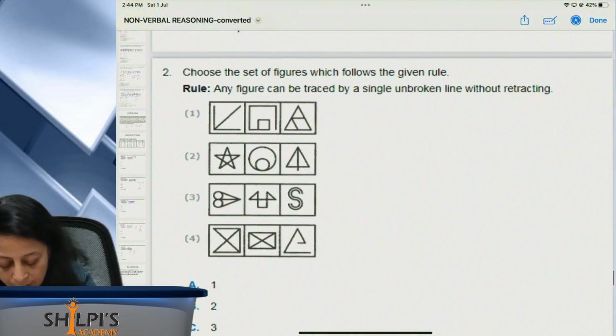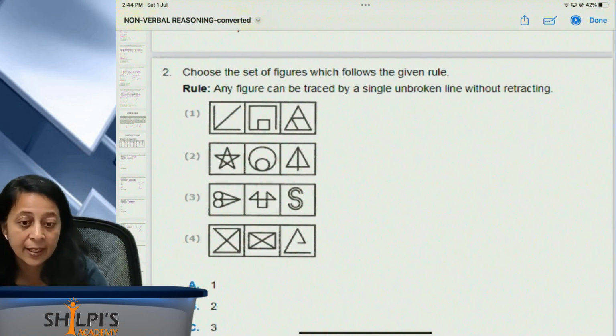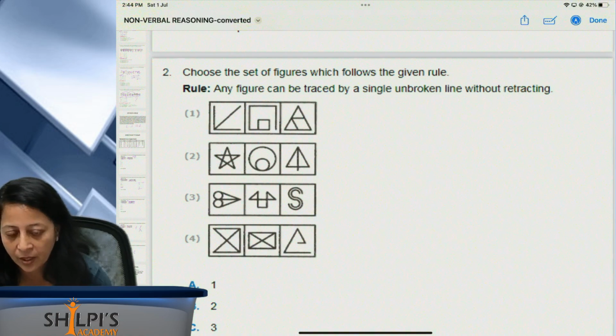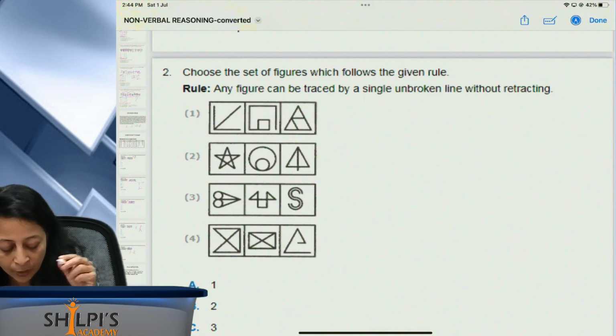Likewise here, this is our next type of rule: any figure can be traced by a single unbroken line without retracing. So you have to draw without lifting your hand.